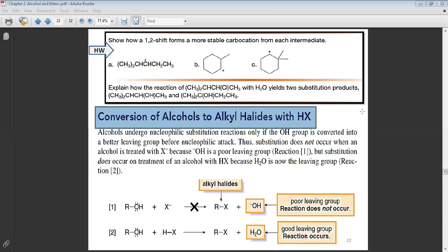Today we will talk about the conversion of alcohols to alkyl halide with HX.